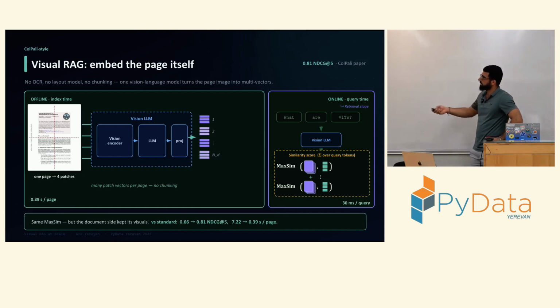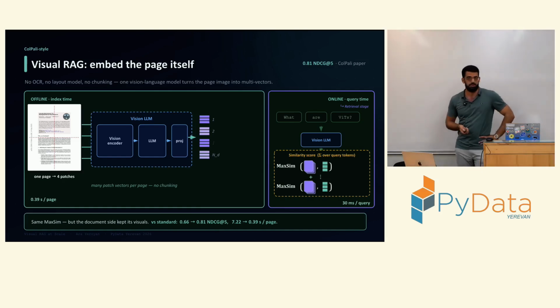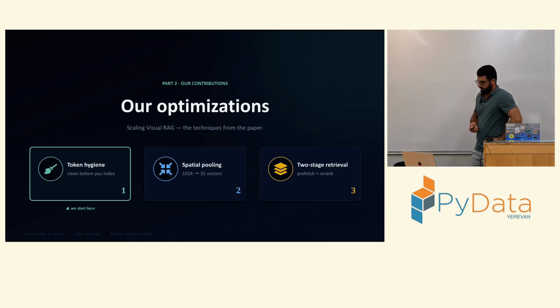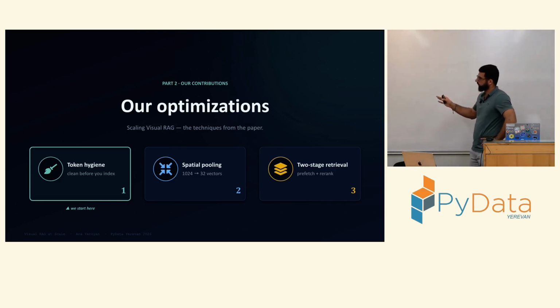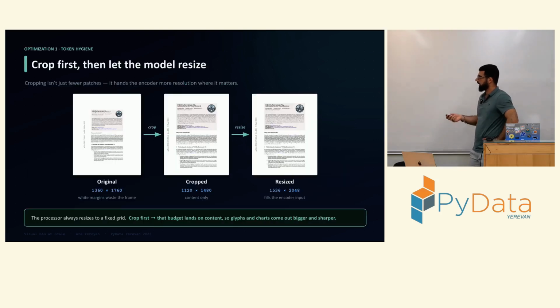But as you can guess, the next topic of our discussion will be this huge amount of vectors, which will become a problem once we would like to scale this visual RAG system. Our work proposes a couple of optimizations, and we will go over all of these axes, let's say this way. First is token cleanup.